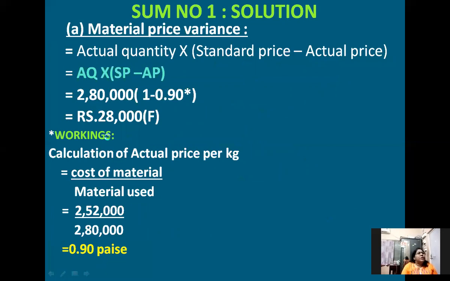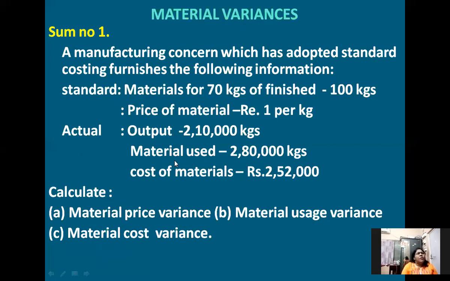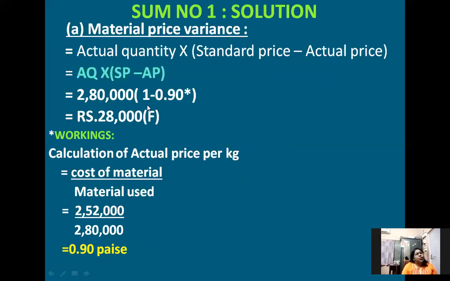So 2,80,000 is the actual quantity, that is, material used is 2,80,000. 2,80,000 into the standard price per kg, 1, minus 90 paise. So what is the price variance? 28,000 favorable. How is it favorable? We concluded that 1 minus 0.90 gives 0.10, which is a positive answer. Into 2,80,000, the answer is rupees 28,000 favorable. We are getting the answer in a positive way, so that's why we mentioned the answer as favorable.